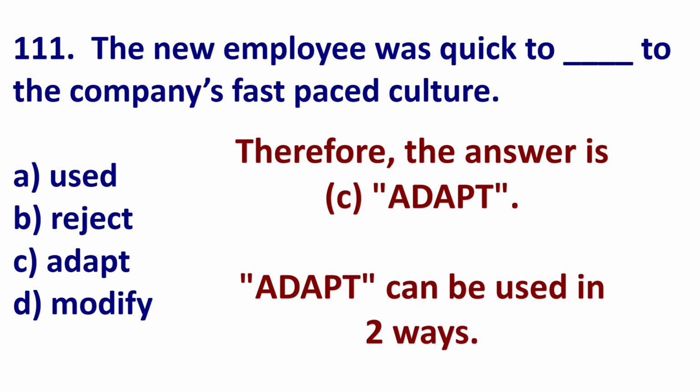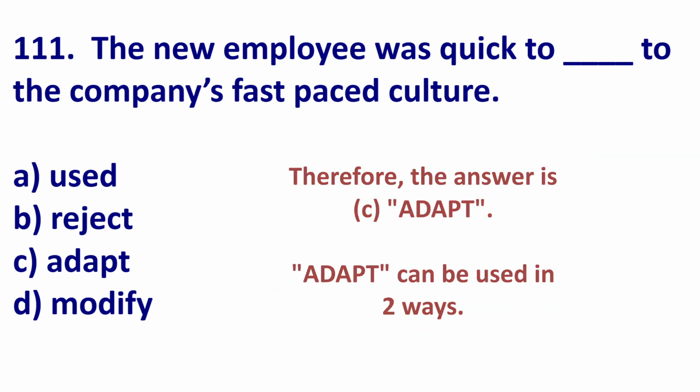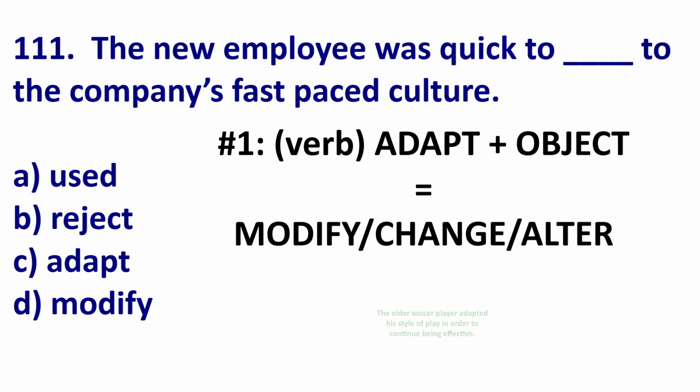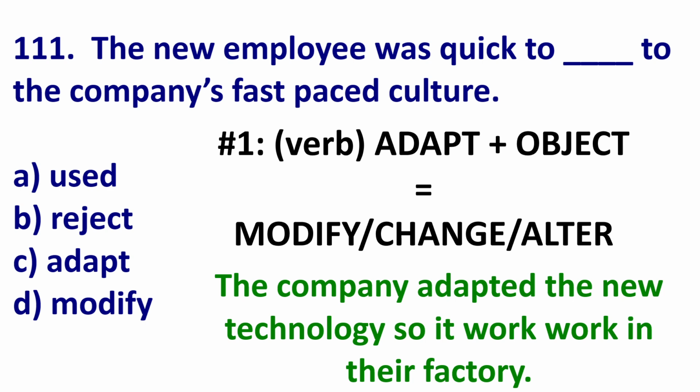Adapt has two meanings. One meaning of adapt is the same as modify, it means to change. For example, maybe there's an older soccer player and he changed his style of play because he was getting older. So he adapted his style, he adapted his game. So that is just someone adapts object, that means change. Another example, the company adapted the new technology so it would work in their factory. So they changed it a little.